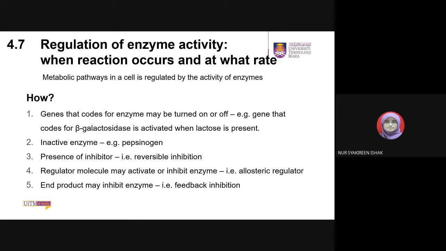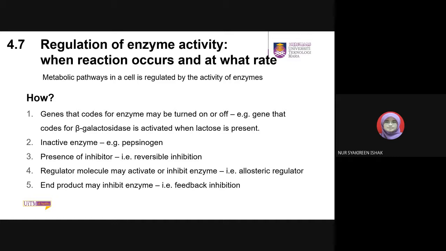It covers when a reaction occurs and at what rate. It says here that metabolic pathways in a cell are regulated by the activity of enzymes. Every cell in your body is really active. Every cell is involved in many different types of reactions that are catalyzed by many enzymes. So what regulates the activity of these enzymes? There are certain mechanisms that regulate the activity of enzymes within a cell.